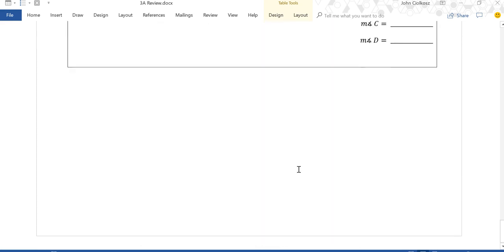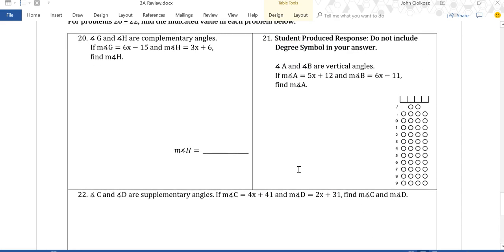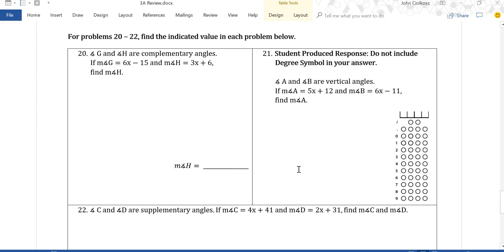Okay, I think we're on our last page here. Alright. Keep it nice and short for you guys.